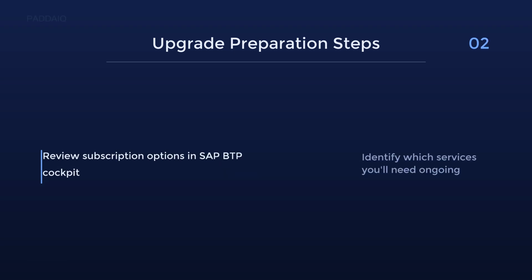Review subscription options in SAP BTP Cockpit. This means checking your current service plans to ensure they meet upgrade needs. For example, before upgrading an app, verify if your current subscription supports the new SAP HANA Cloud features. Making this check ensures your environment is ready and avoids disruptions.